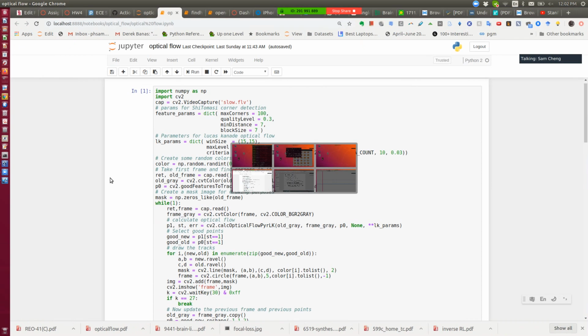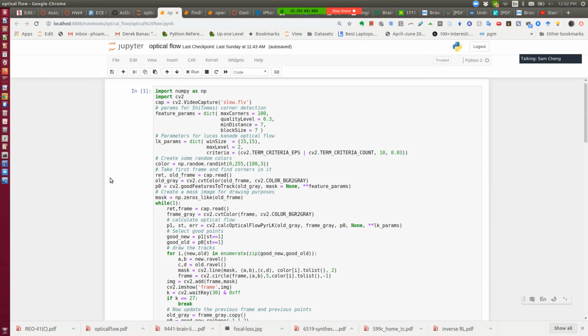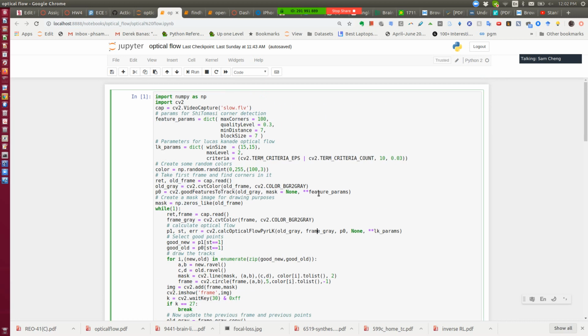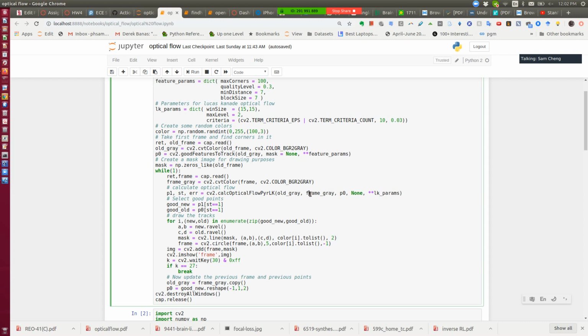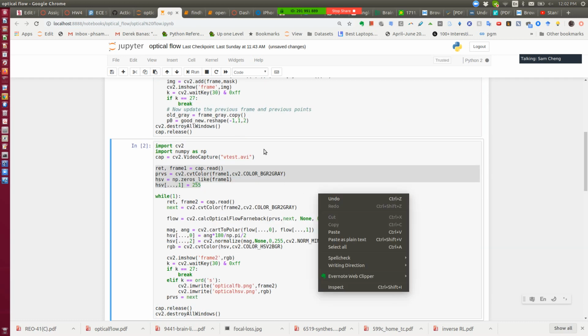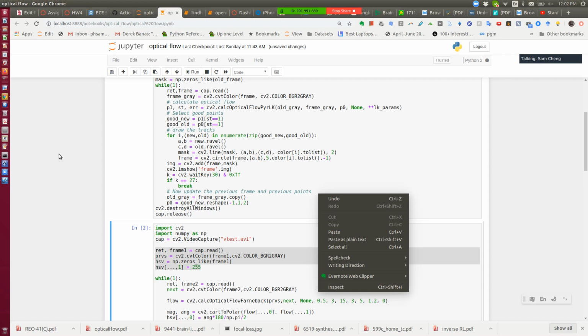Okay, we'll continue to talk about optical flow. Just to remind you what we are doing here, let's show this demo code. I just grabbed it from OpenCV, actually. It's just in the documentation there.